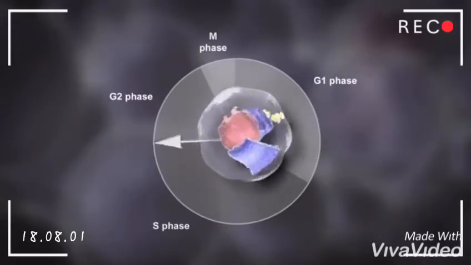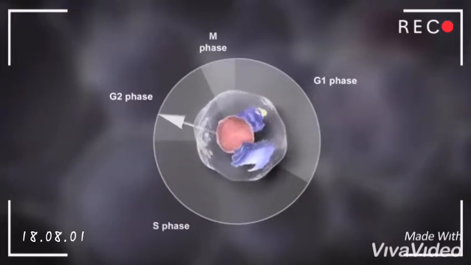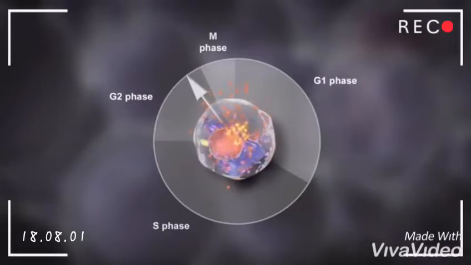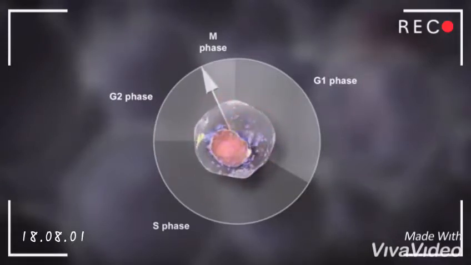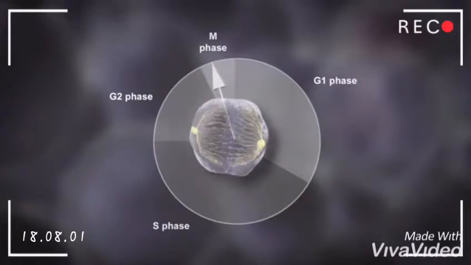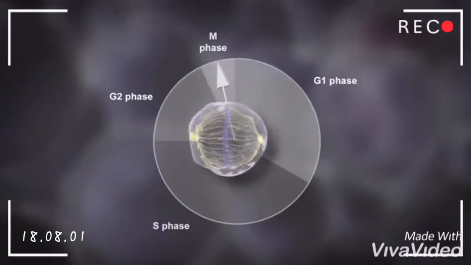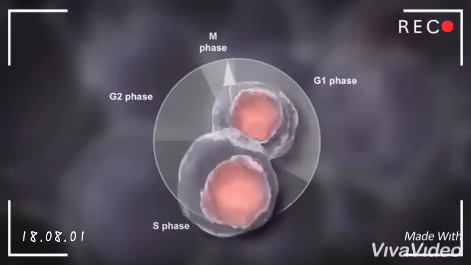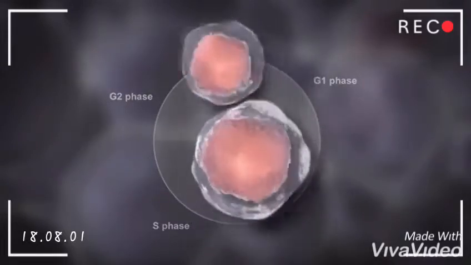After a second growth phase called G2, the cell continues to grow and make more proteins for the final stage. The cell finally splits into two cells and the two copies of DNA are distributed equally between the two daughter cells. This is called the M phase, or mitosis. This completes the process of cell division.